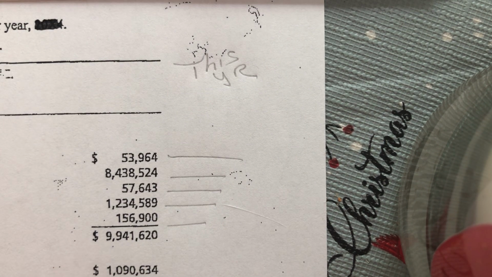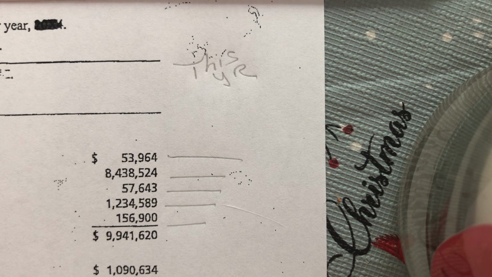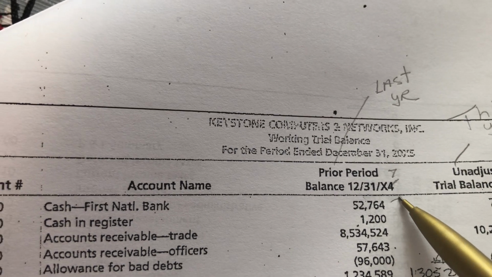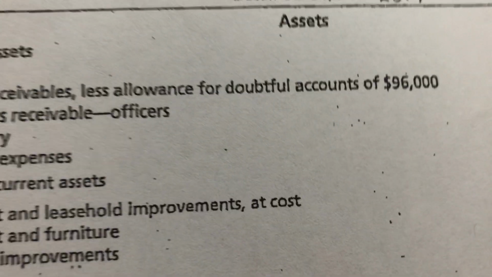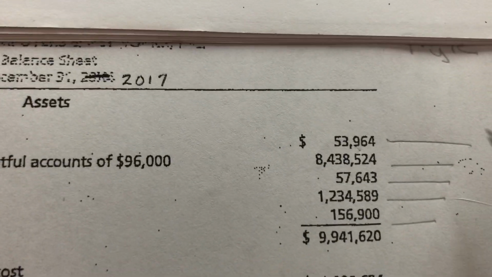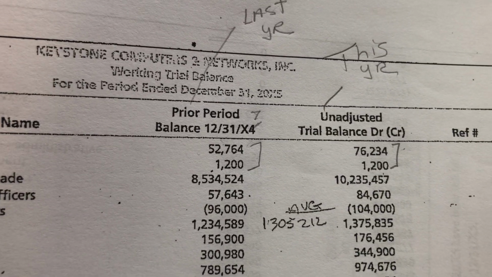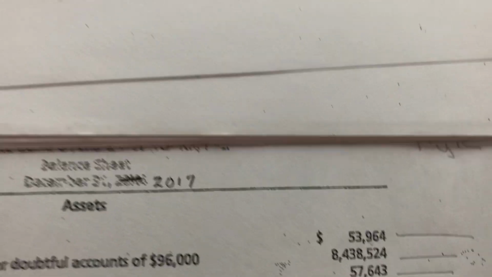Now, let's make sure you understand how to get these numbers because some of them may be confusing to you. Notice cash, $53,964. If you go back to last year, the first number is $52,764, but if you add in cash in the register, that's going to give you your cash balance. That is right here. So what you need to do for this year is to add these first two numbers, and put your answer in your little line here.